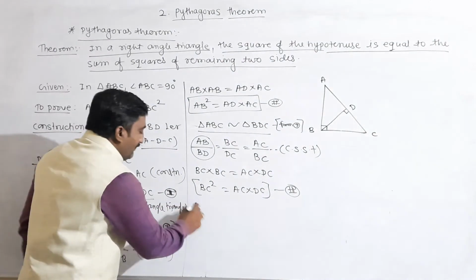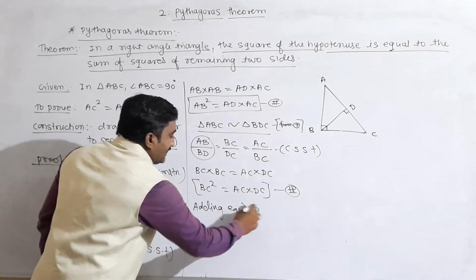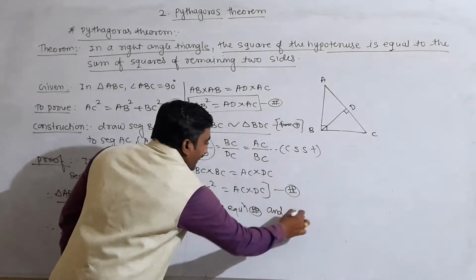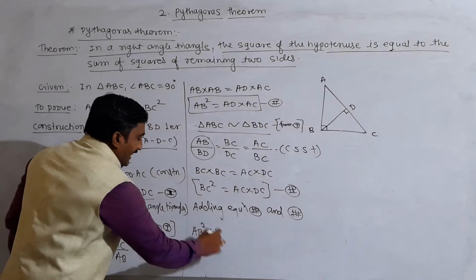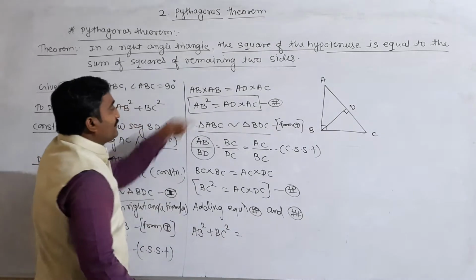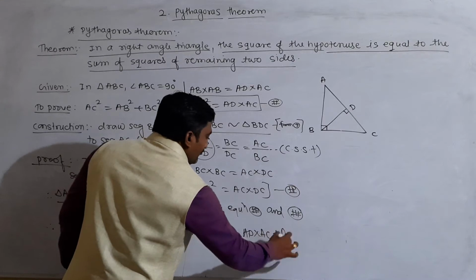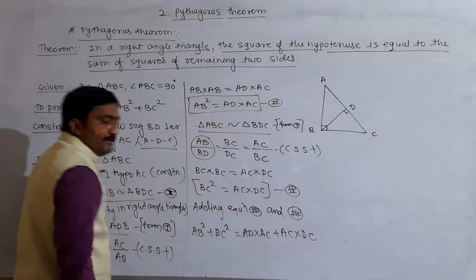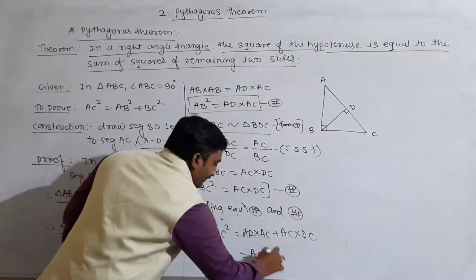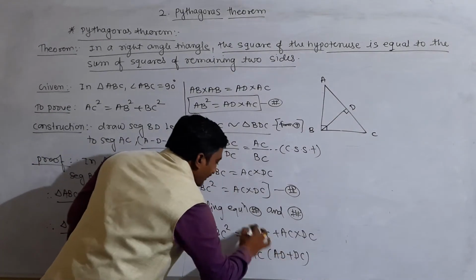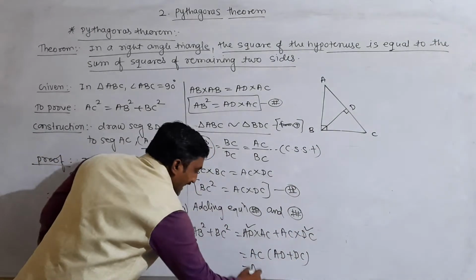Then by adding equation second and third, the left hand side is AB square plus BC square. In the right hand side, AD into AC plus AC into DC. In these two, taking AC common, in bracket AD plus DC. Here remaining AD, here remaining DC, AC as a common, AC as it is.